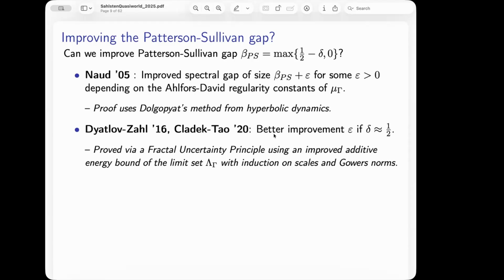But they got the improvements, and Laura Kladek and Terence Tao improved this improvement using some improved additive energy bounds. And this works quite well only at dimension close to half. That's where these improvements made sense, and the induction of scales argument that they use for the additive energy is good there. But now the question is that there is this high dependency on the Alford-David regularity constants.